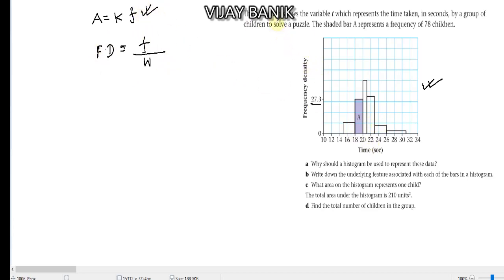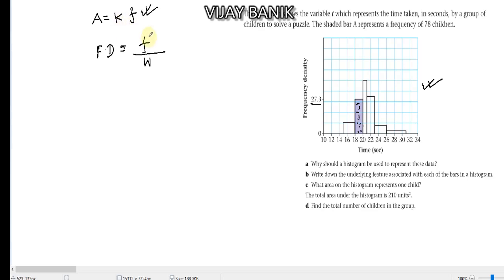So let's see a histogram. This shows how many children are solving the puzzle and how much time they took. The histogram shows the variable t, which represents the time taken in seconds by a group of children to solve a puzzle. Shaded bar A represents a frequency of 78 children. So they said in this particular area there are 78 children.